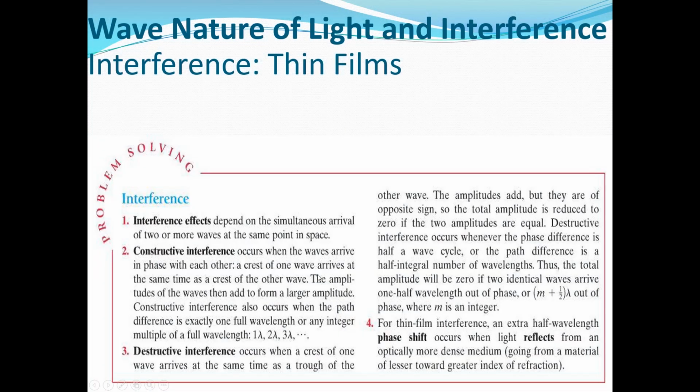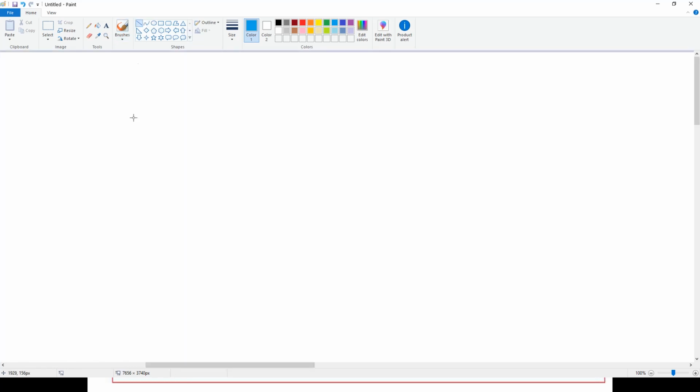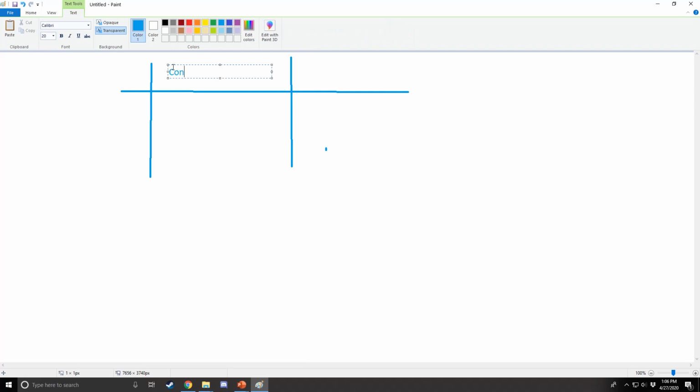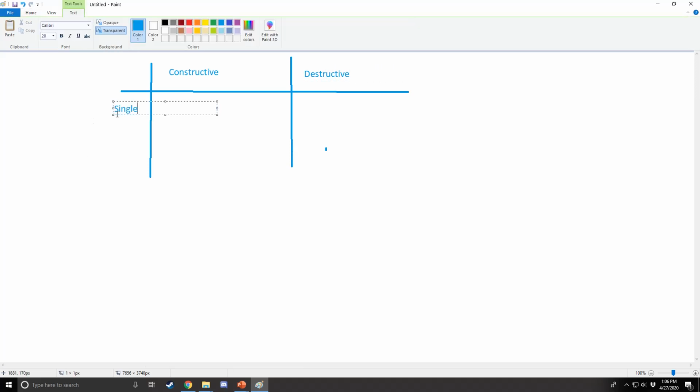So that's it. That's all you have to do with the thin film. For the most part, you just have to be careful. If you want, you can make a little table for yourself. So I'll try to whip one up real quick. It could be something like this. So constructive and destructive. We'll call this single and double.